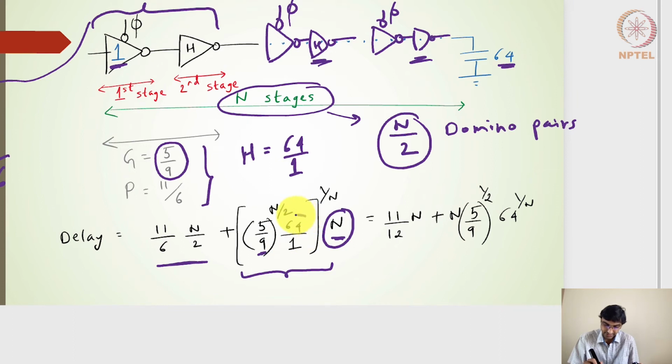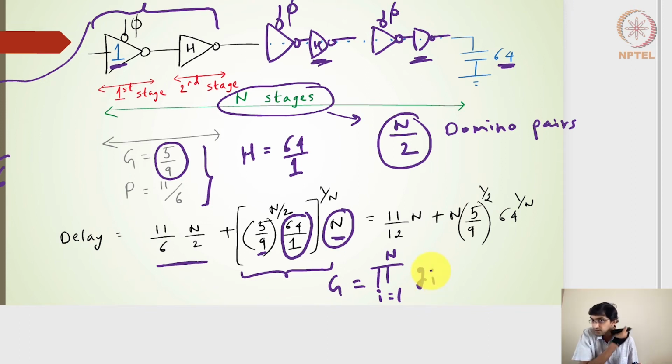Right. So this portion, hopefully this is understood. The G, if I'm considering the G here for n stages, it will be nothing but the product for the n stages multiplied by all the GIs. But here we know that for the 2 stages, the first and second stage, and similarly third and fourth stage and so on, for one domino pair consisting of 2 stages, it is actually 5 by 9.